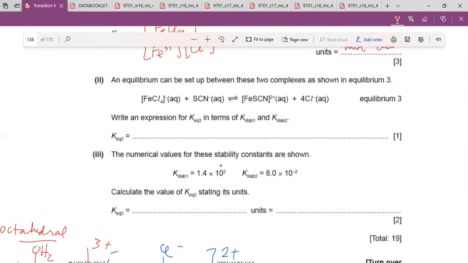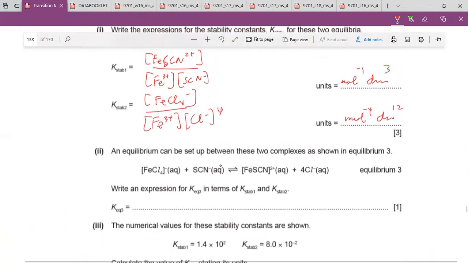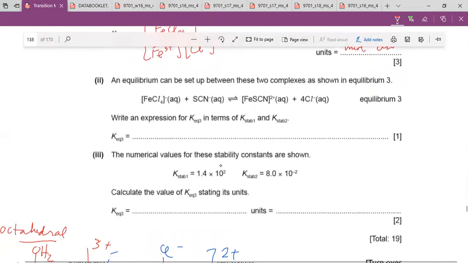So they ask you now to write the expression in this case here, and the equilibrium that can be set up between these two combinations shown here. So equilibrium 3 is a mixture of both. If you put FeCl4 here plus SCN here, they will replace. This one will kick out the chloride because SCN is stronger than chloride ion here to give you this one here. So there's an equilibrium here. Will it kick out completely or partially? I don't know. So you've got it here and you can find out.